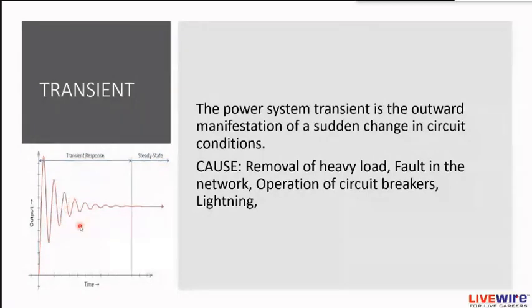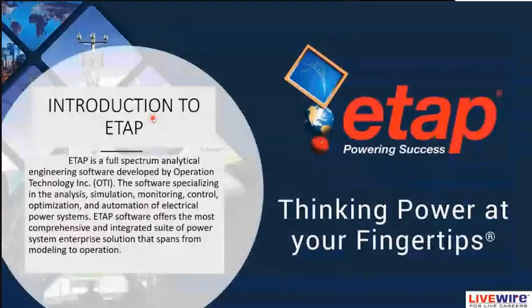This may be caused by the removal of a heavy load, a fault in the network, and the operation of circuit breakers, which will cause transients. So these are some of the power quality issues we face in our power system. Any doubts up to this?